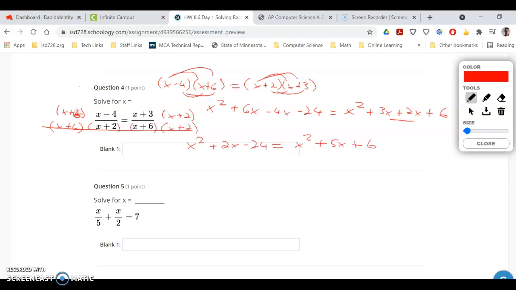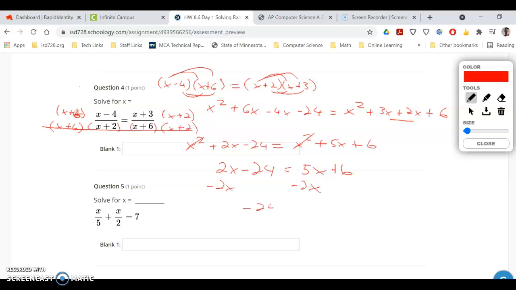And then kind of the nice part about this is you have x squared on each side. So you can subtract x squared from both sides, and it wipes it out, and it's no longer quadratic. So that's actually really helpful. Basically these cancel out and are gone. And now we just have a regular linear equation, and we want to get x's on one side, so take away 2x from both sides.